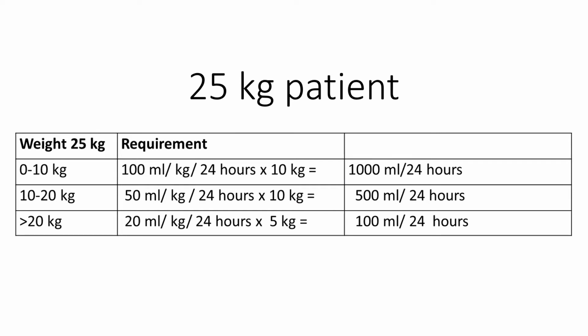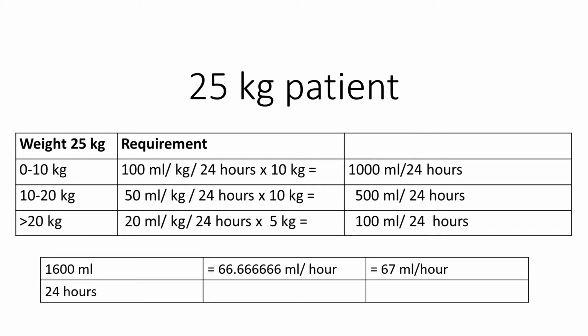So now we have a 25 kilo patient. So here's our calculations. We have the first 10 kilos, the second 10 kilos, and then we have 5 kilos times the 20 mils per kilo per 24 hours. So our total here is 1,600 mils. And we divide that by 24 hours, and we get 66.66666, and we round that up to 67 mils per hour.